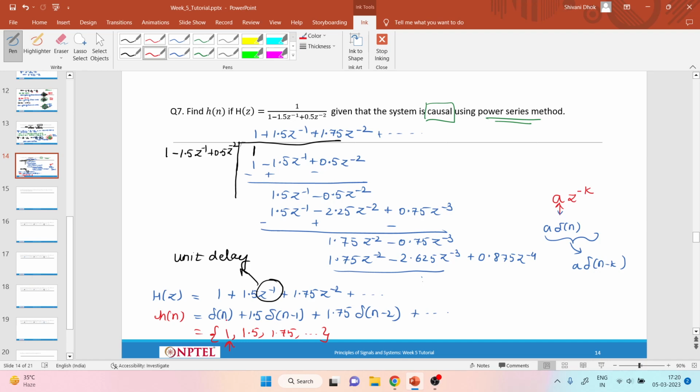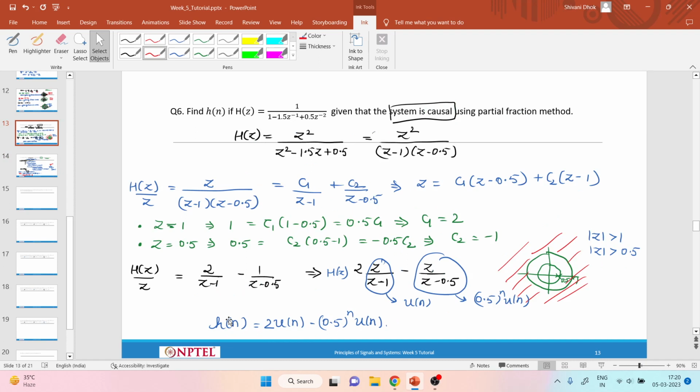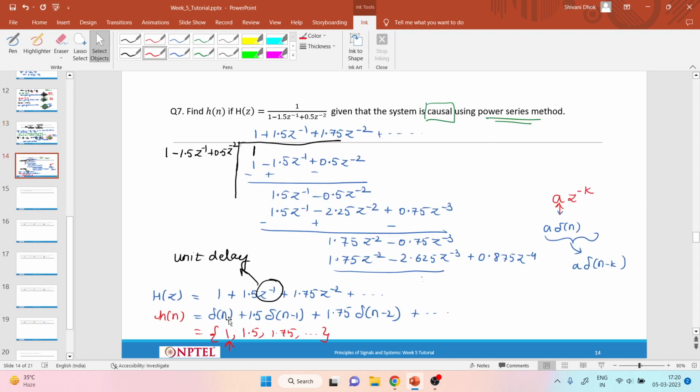Any doubts in this question? So basically we just found h of n of the same transfer function using two ways: one using the partial fractions method and the other using the power series method. Any questions? But where did we use the causal property, madam? Yeah, the causal property is used actually here.